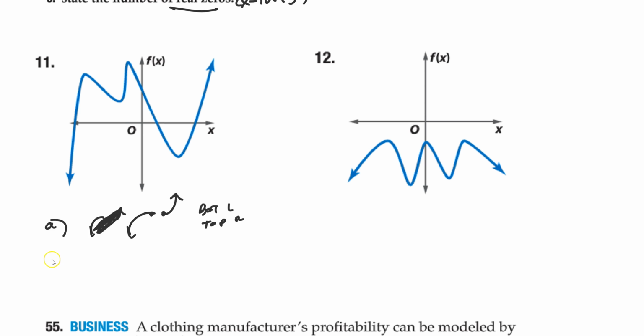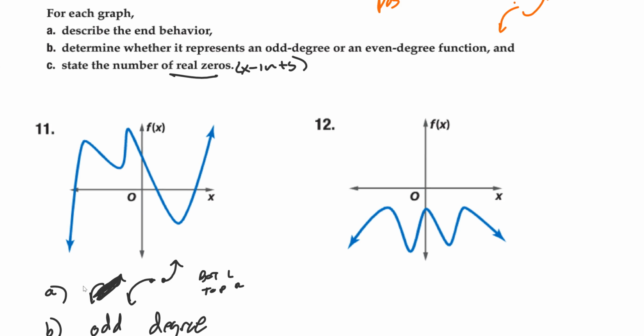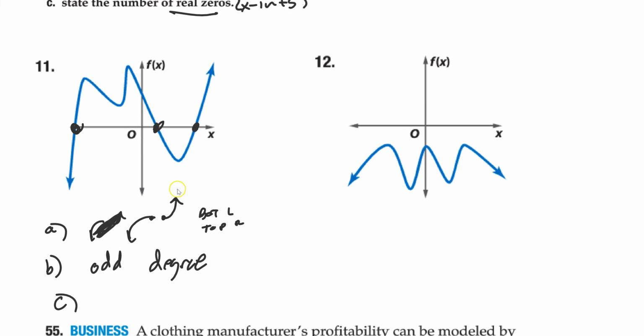B, they want me to say whether even or odd degree. Well, look at, they switch, so it must be an odd degree function. And then C, the number of real zeros. Remember, real zeros are just x-intercepts. This has 3 real zeros. There's 3 x-intercepts.